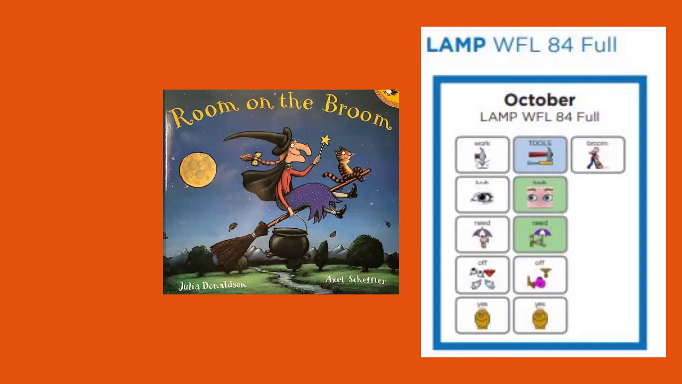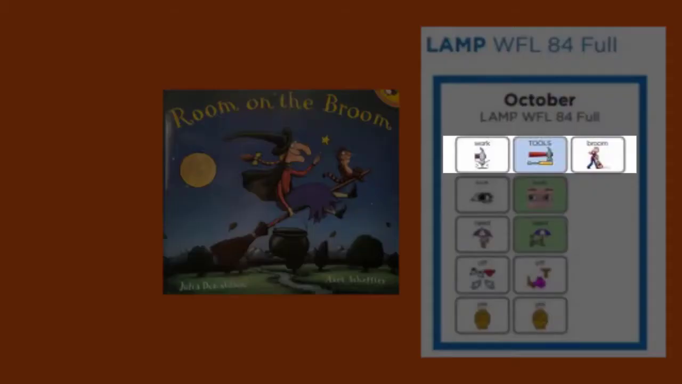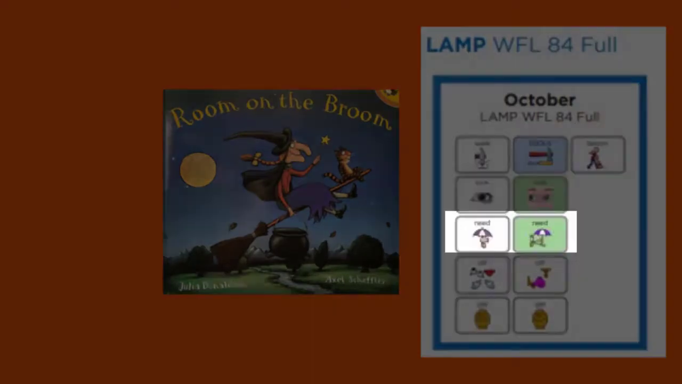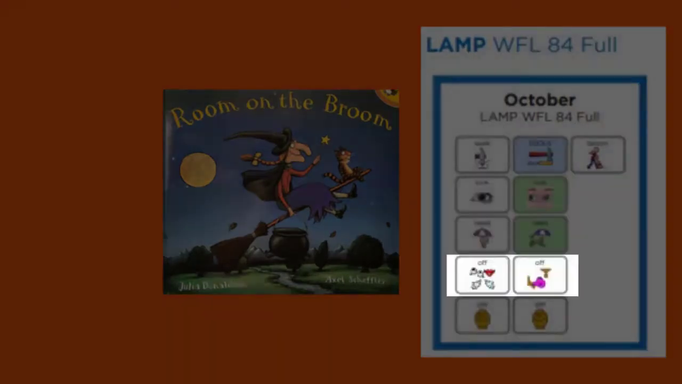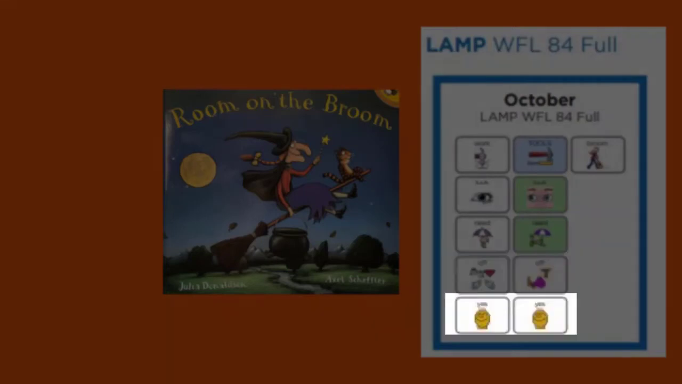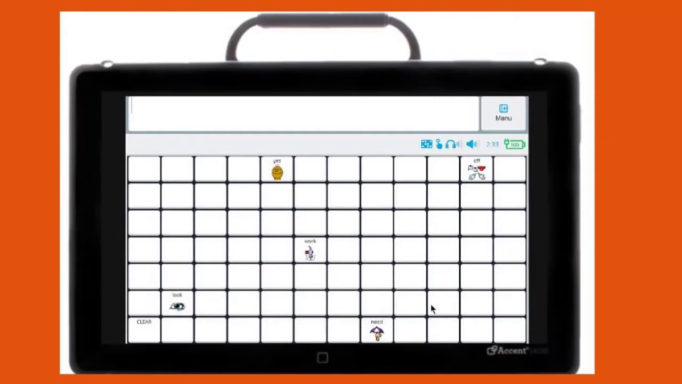It was written by Julia Donaldson and illustrated by Axel Scheffler. While you are seeing the smart chart for Language for Life 84 Full, please know that you can read the story using any language system symbols. Our target words are broom, look, need, off, and yes. Here I've used Vocabulary Builder to mask out all of the other words, so just my target words are highlighted. Read the text on each page, then stop, make a comment, ask a question, or use a think aloud like, I wonder what will happen next, and model the target words.